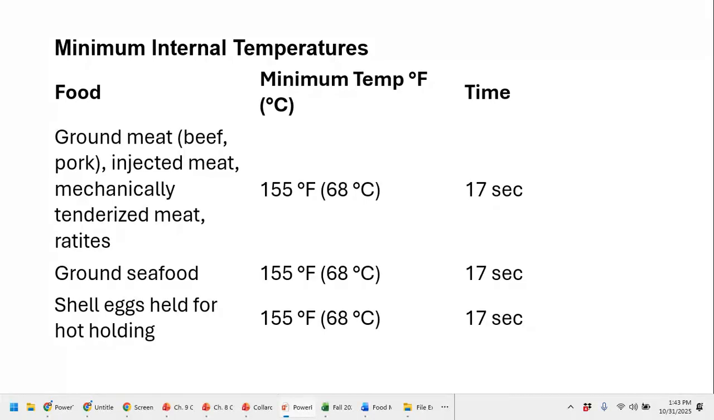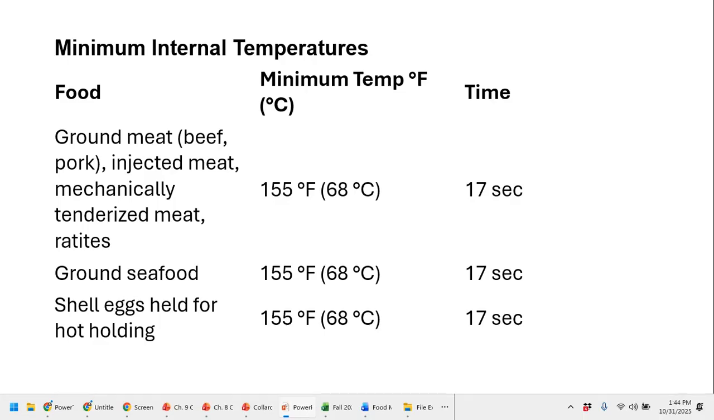When we look at ground meats, so we've got some ground pork, ground beef, any of those kinds of things. Anything that's been injected, anything that's been mechanically tenderized. So meaning if we literally get a shoulder of pork and we're stabbing it with a knife to break down some of the sinews because it's a tough piece of meat. Anything like that, if we have damaged the meat in any way, stabbed anything into it, injected any kind of seasonings or tenderizers into it, now it must be cooked to 155. That includes ground seafood as well.